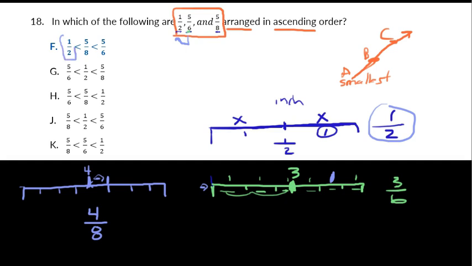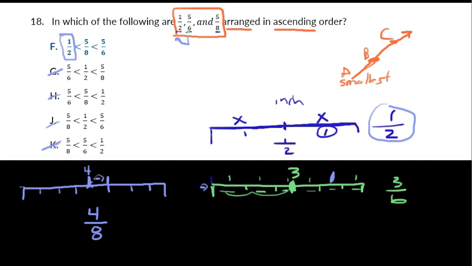They helped us out here. The only answer choice that has 1/2 as the smallest is F. So you look at G, H, 5/6, 5/6, 5/8, 5/8. You could eliminate all of those, and 1/2 is the smallest. And even if you didn't look over at the answer choices and see that 1/2 was the only one that was smallest, by visualizing it this way, you knew that 1/2 was the smallest.